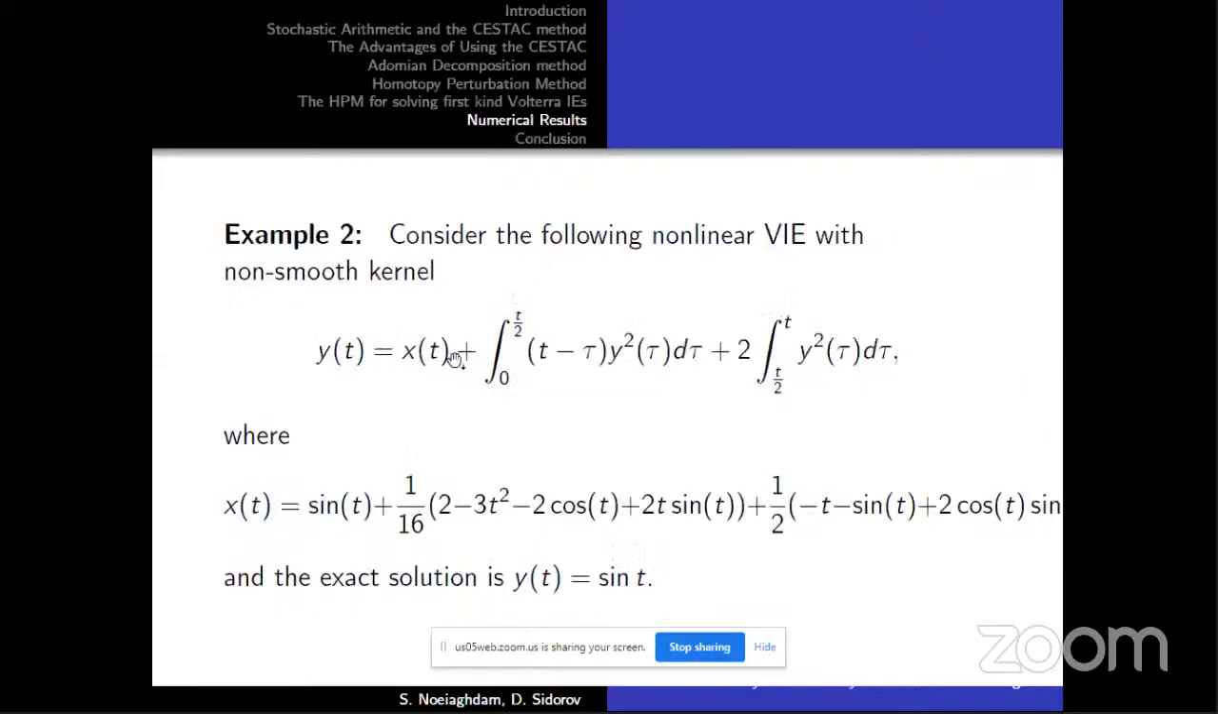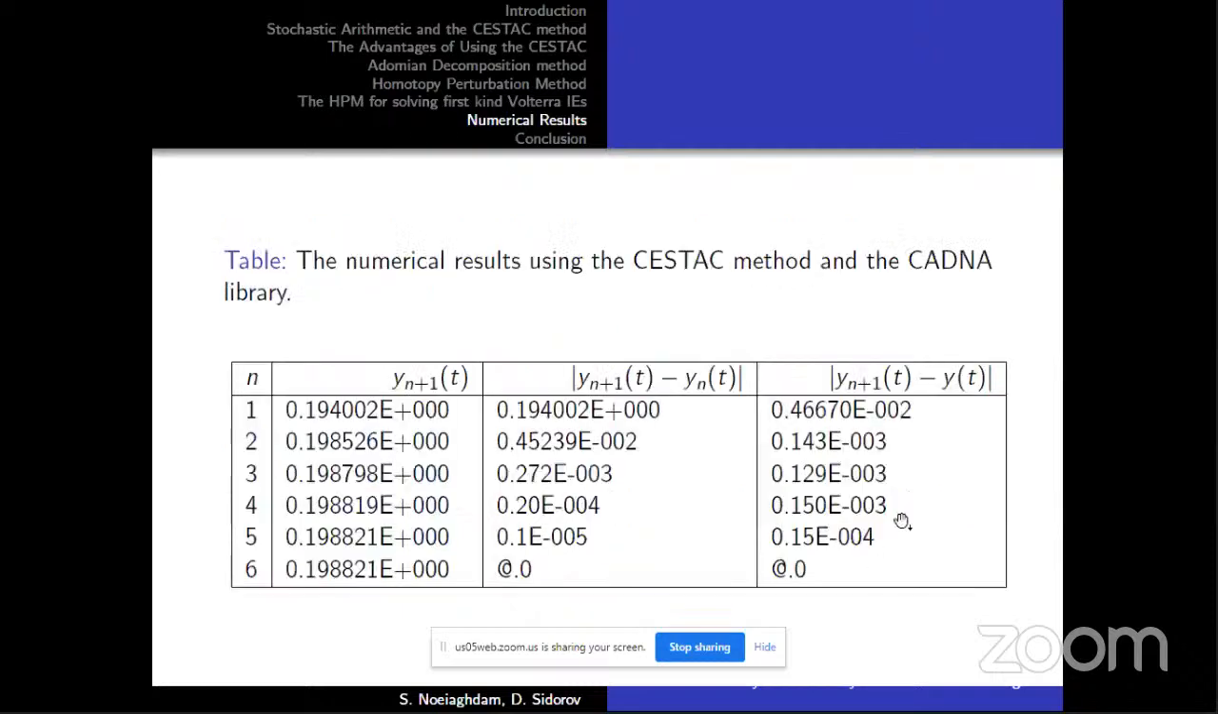The second example is a nonlinear Volterra integral equation. And again, we applied the CSTEC method, but the algorithm stopped at 6. So it's the optimal step of iteration. We have the optimal result and optimal error here.